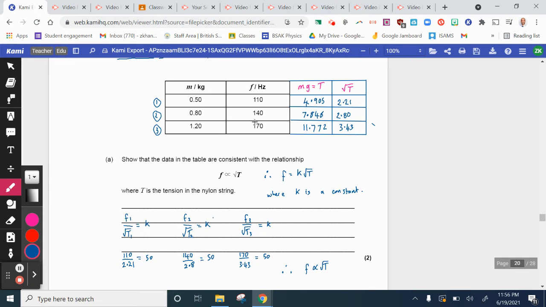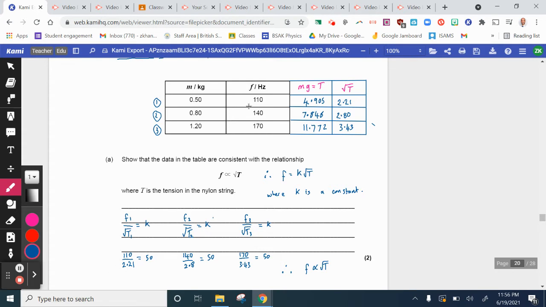What I'll do is this frequency, I'll call F1 because it's in the first row, divided by the root of the tension in the first row, which is that there. And the same for the second row, the same for the third row. They all should give me k as the constant, because if I divide by root T here, I will get F over root T, which is equal to that constant.